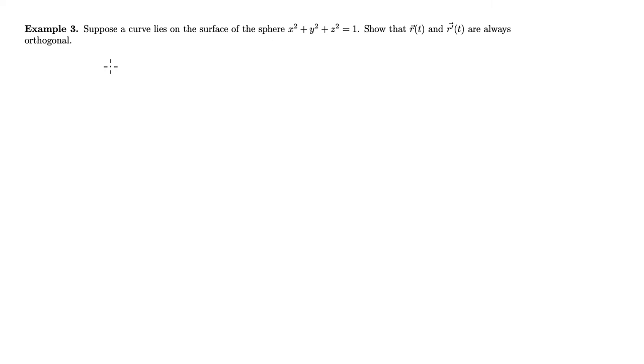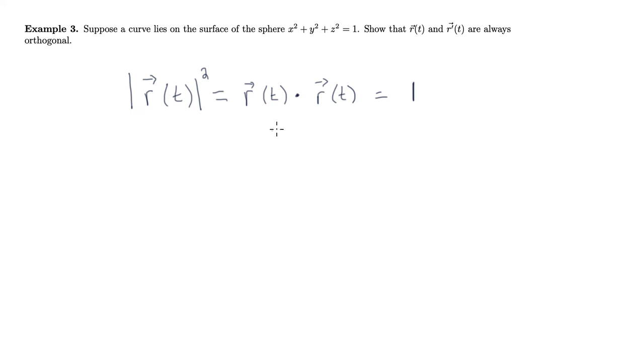Okay, so the key observation here is that if I look at the length of a vector, which, recall, if I square it, this is just the same thing as the vector dotted with itself. What is this? This is the length of the vector squared, but it lies on the sphere of radius 1, so the distance from the origin is always going to be just 1.